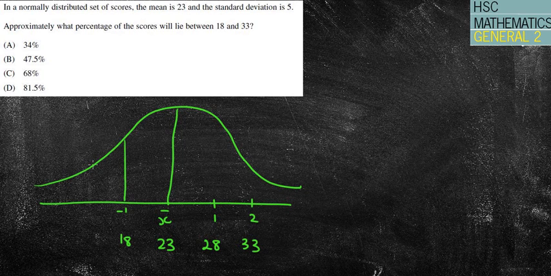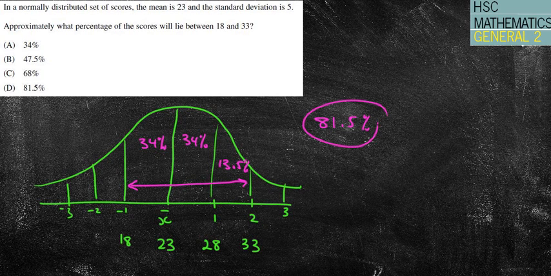I've got that. Now again, you could put the -2, the -3 on there, and the +3 if you so desired. But to be honest with you, all I'm looking for is between 18 and 33, which means I need these percentages. So it says what percentage? I've got 34% here, I've got 34% here, or 68%, and I've got 13.5%. So if I add those together, we get 81.5%, and that gives me the answer of D. Look, that's pretty straightforward if you know your percentages. And of course, if you know how the normal distribution works with your Z-scores and standard deviations.